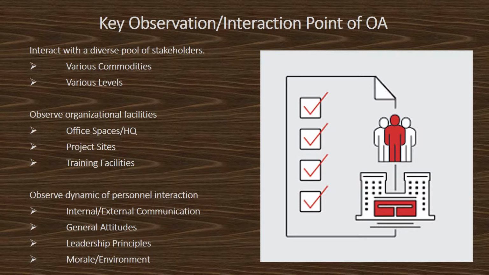As we begin our organizational assessment, there are some key observation and interaction points to pay special attention to that can tell us a lot about an organization. In order to gain a full understanding of an organization, it is beneficial to interact with a diverse pool of stakeholders on a multitude of levels across various commodities, from senior executives down to the lowest level associates. Additionally, a deeper view can be obtained through observing organizational facilities to include office spaces, project sites, and training areas.